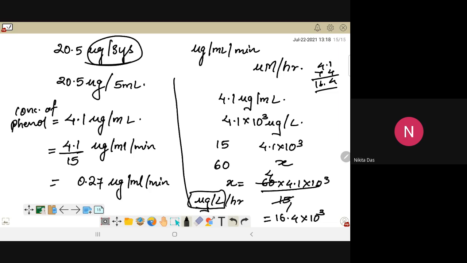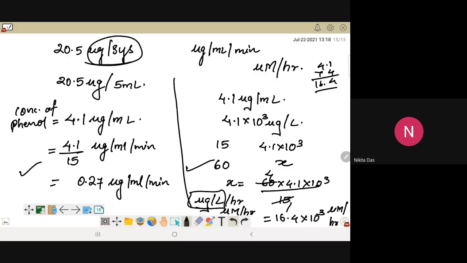Microgram per liter is nothing but micromolar. So my unit here will be micromolar per hour. Is it now clear? Yes, sir. You can express either way. So read the question. If the question says you have to express it in microgram per ml per minute, then you do it that way. But if it says micromolar per hour, then you have to do it the other way. Okay?